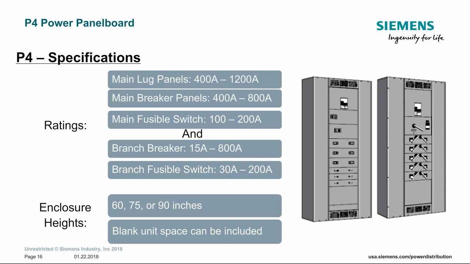One last thing to note on the specifications is that our power panel boards are much taller now, so you can see they range from 60 inches to 75 or even 90 inches tall. But we can still include blank unit space if our customers would like to expand, just like before.